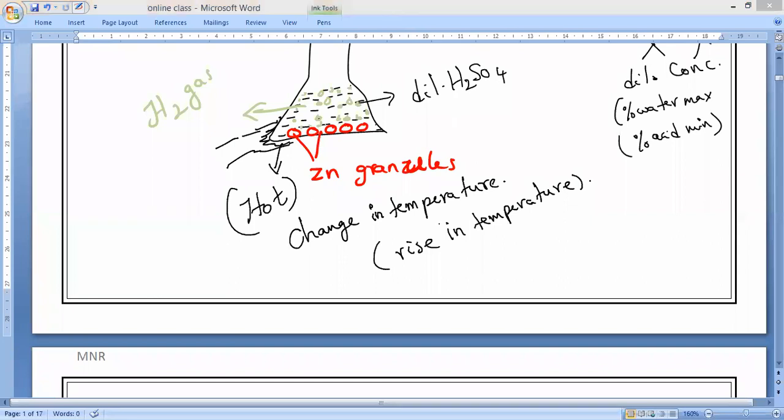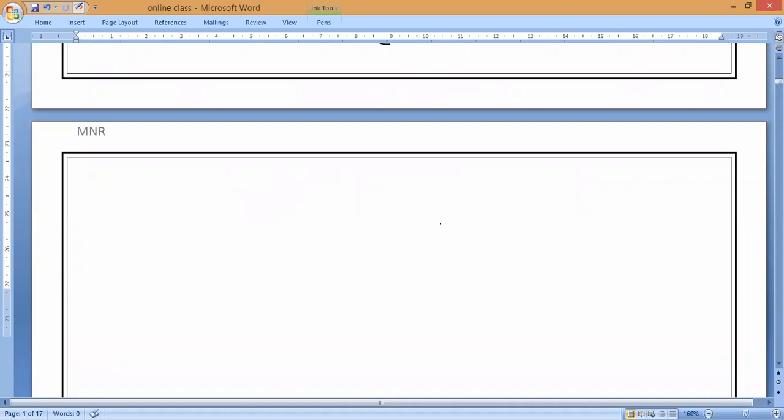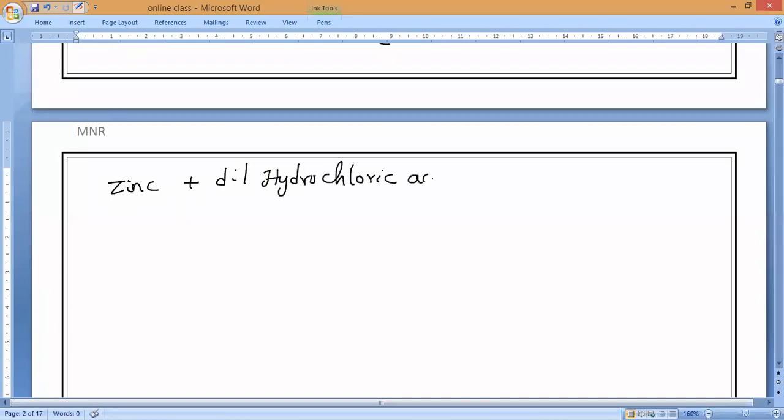Now we can make a second example. We can make hundreds of examples, that doesn't matter. We have to understand, that's all. Second example, I will say the word equation; you have to write the balanced equation. Zinc reacting with dilute hydrochloric acid. Hydrochloric acid will give you what? Zinc chloride plus hydrogen gas.